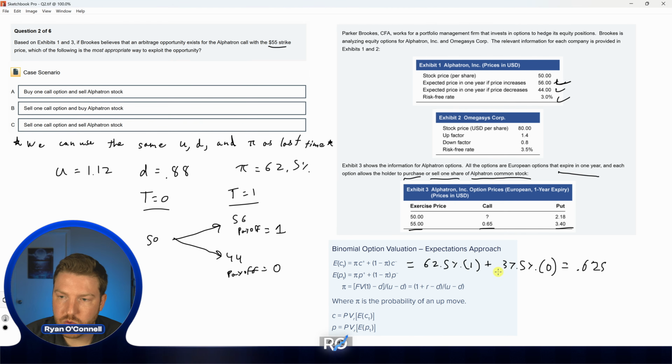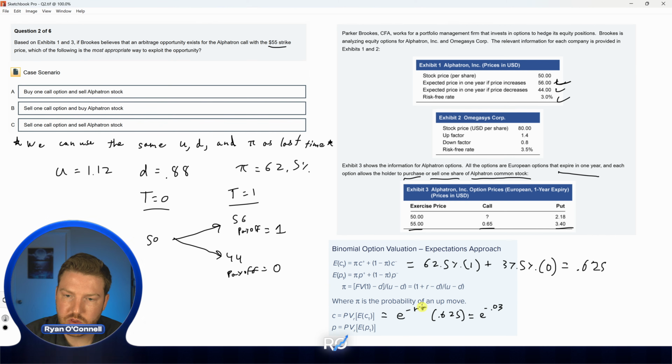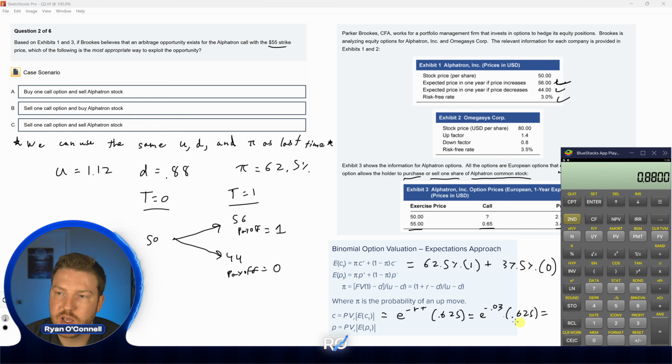So the call value is going to be e to the negative rT, so we're discounting back at the continuously compounded risk-free rate, times that future value of 0.625. That is equal to e to the negative 0.03 times 1. We don't even need to put the 1 in there for t, times the 0.625. Let's punch that into our financial calculator. So it's going to be 0.03, negative, and then the e to the x function.